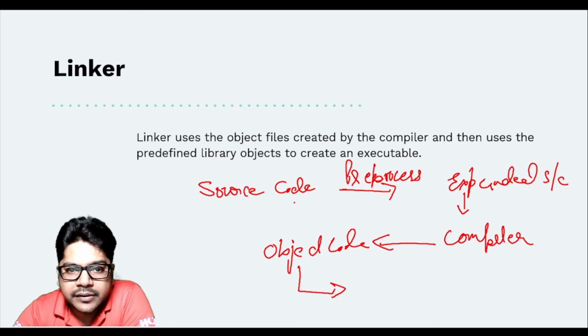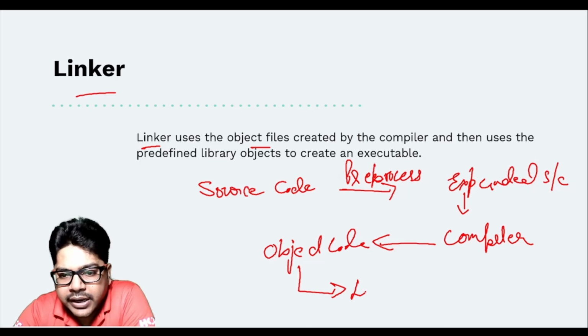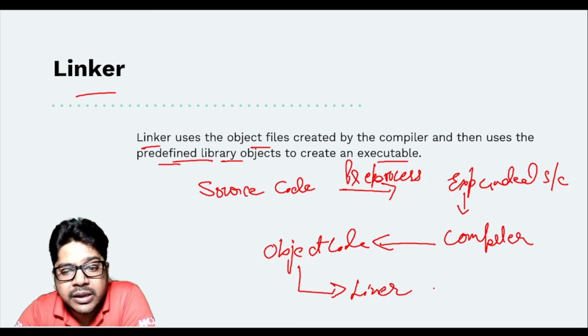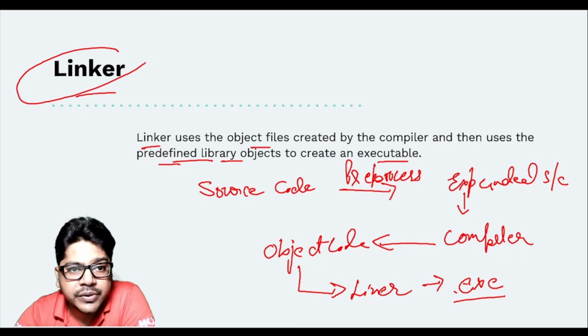Now a linker is coming into picture. So what is a linker? The linker uses the object file created by the compiler, and then uses predefined library objects. अब यहाँ पे कुछ predefined library objects हैं इसके पास, and now it is creating an executable file. Now it is generating an exe file. Okay, so your compiler is not the one which generates the exe file, the executable file. It is the linker which is doing that.